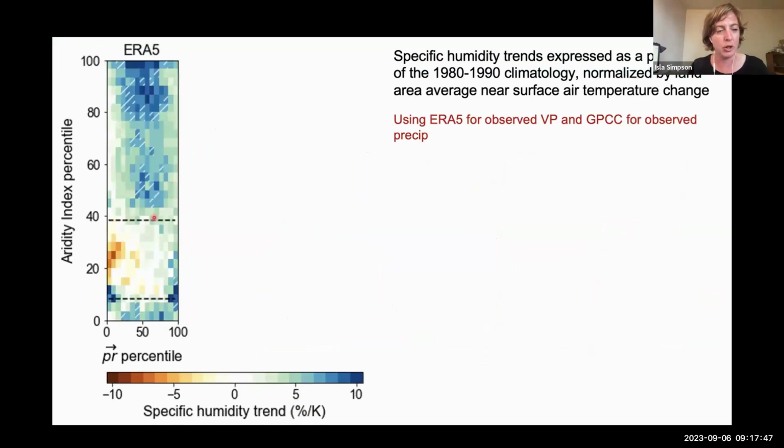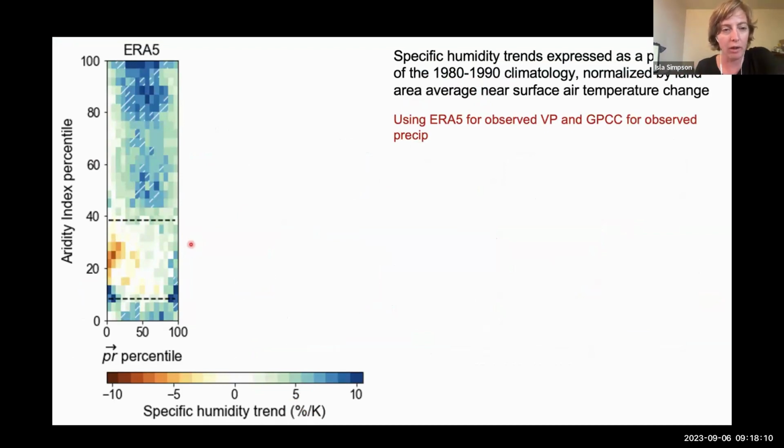So here, what I'm going to show you are trends in specific humidity expressed as a percentage of the 1980 to 1990 climatology and normalized by land area average near surface air temperature change. So now we're looking at trends in percent per Kelvin, so we can compare with Clausius-Clapeyron scaling estimates when we look at it that way.